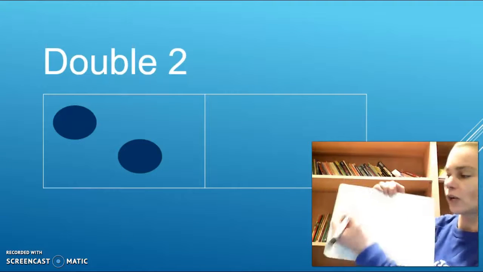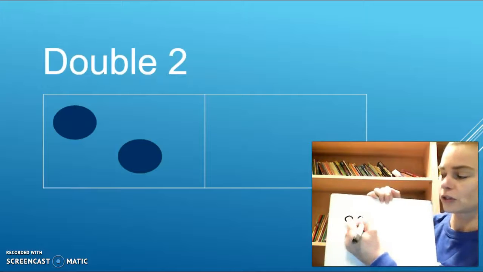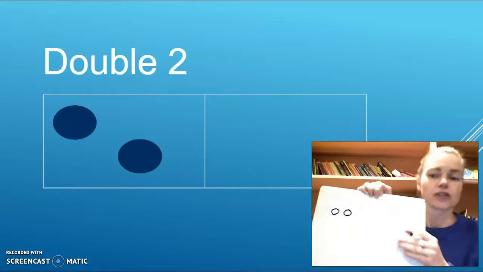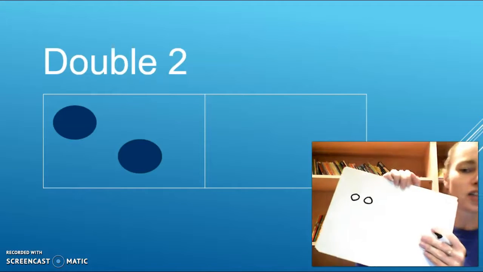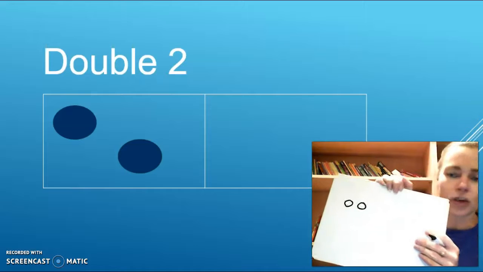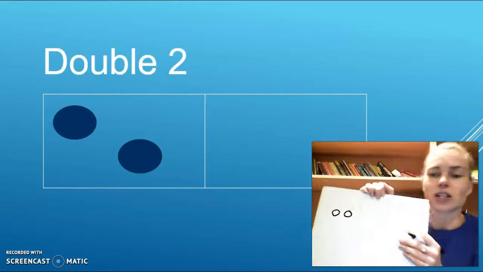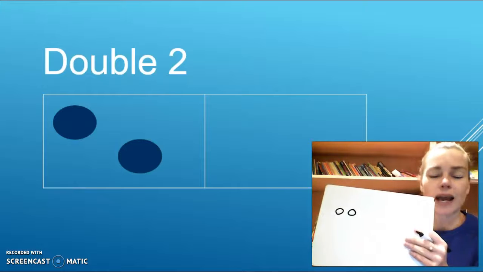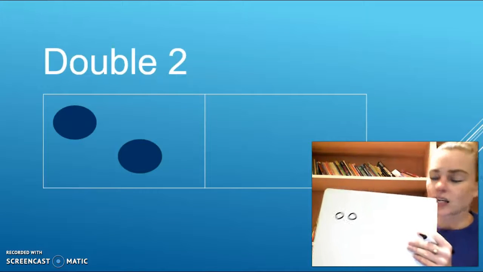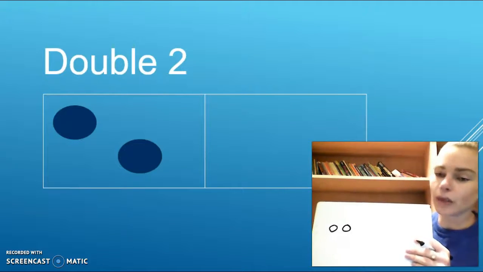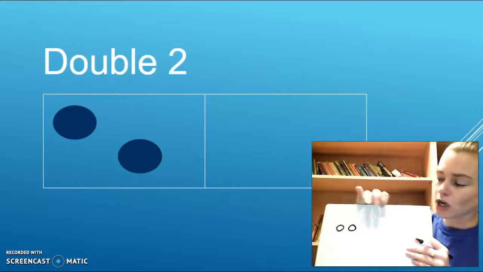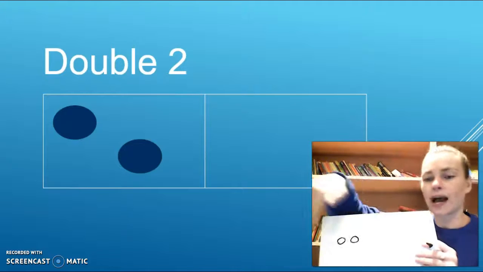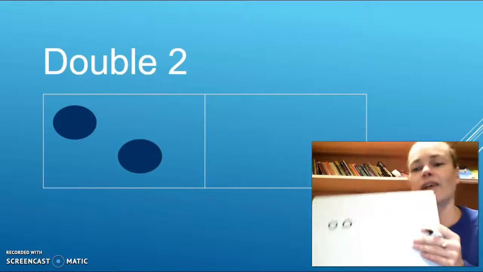So what I'd like you to do is draw 2 circles, just like the 2 circles you can see on the screen. Then double them. So I want you to double 2 by doing 2 more. Then count how many altogether and write down your answer. Okay, so we've got 1, 2, we're doubling it, so I want you to draw 2 more, then count how many you have altogether and write down the answer.